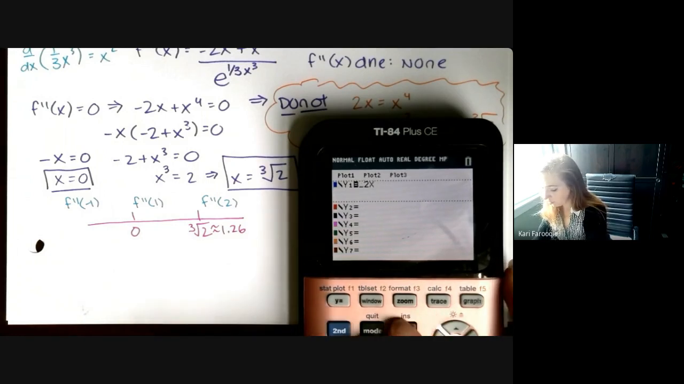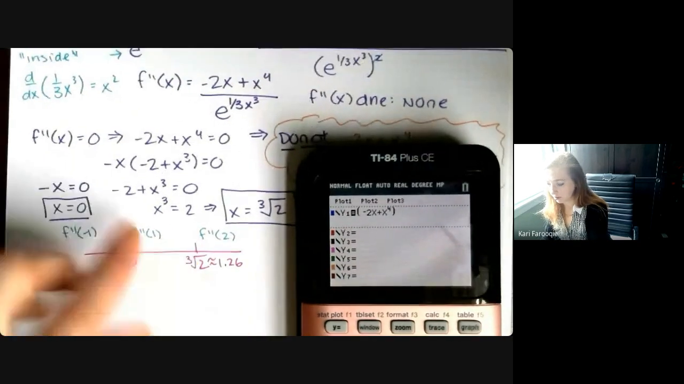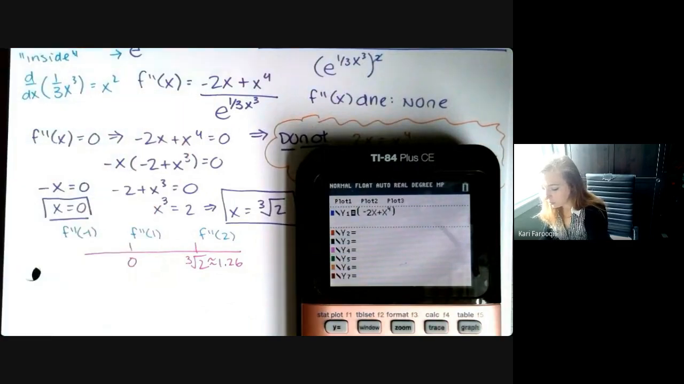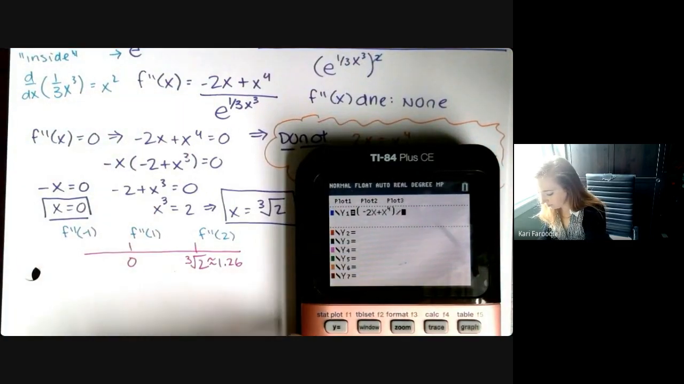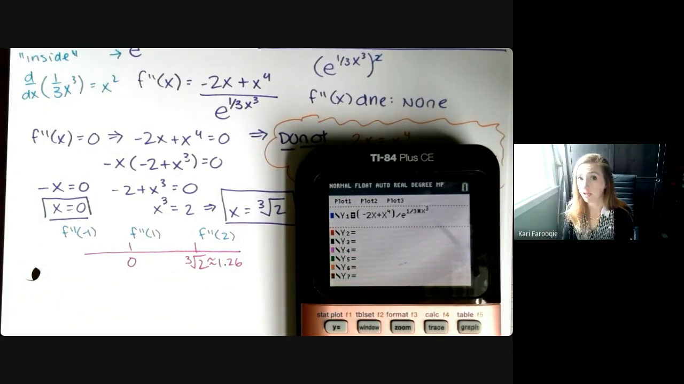Oh, you know what, though? Let's put parentheses around our numerator, plus x to the 4th, because our numerator is more than one term. And then we'll divide that by our second derivative. We'll divide it by e to the 1/3 x cubed. Make sure that x cubed stays in the exponent.